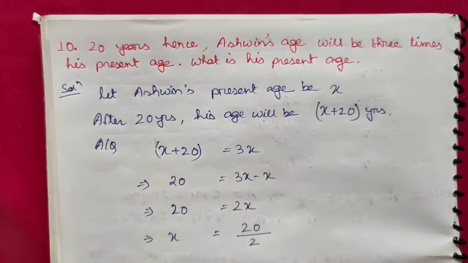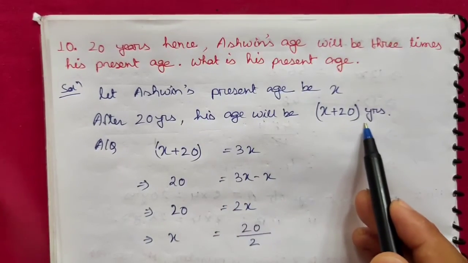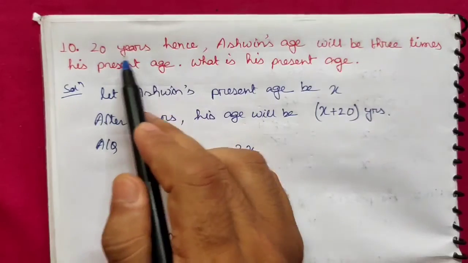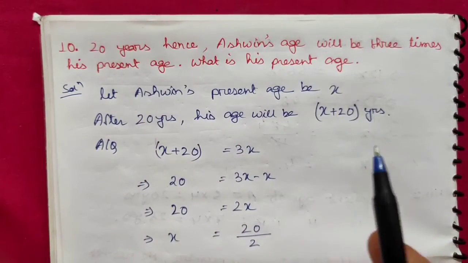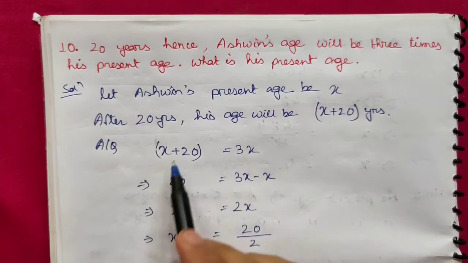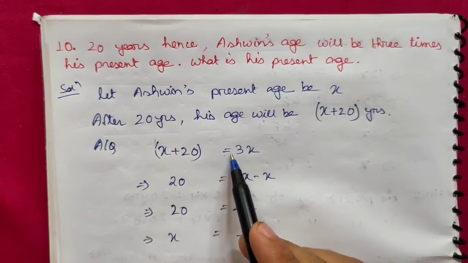So let's consider Ashwin's present age be x. So after 20 years his age will be x plus 20, right? Look here, 20 years hence means 20 years after, Ashwin's age will be 3 times his present age. His present age is x. That means after 20 years his age will be 3x.